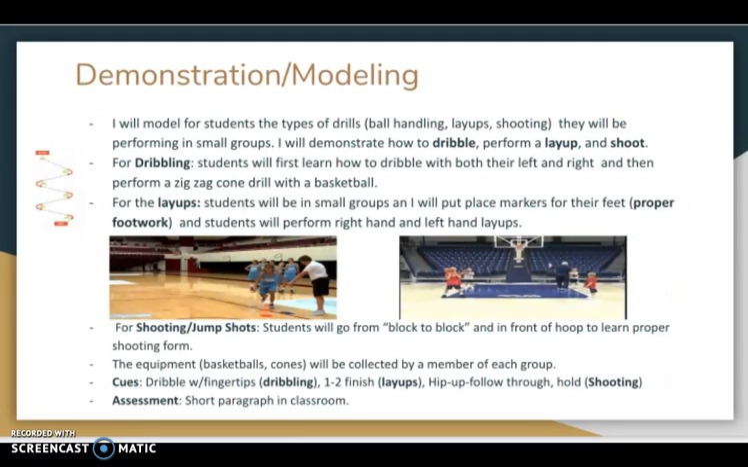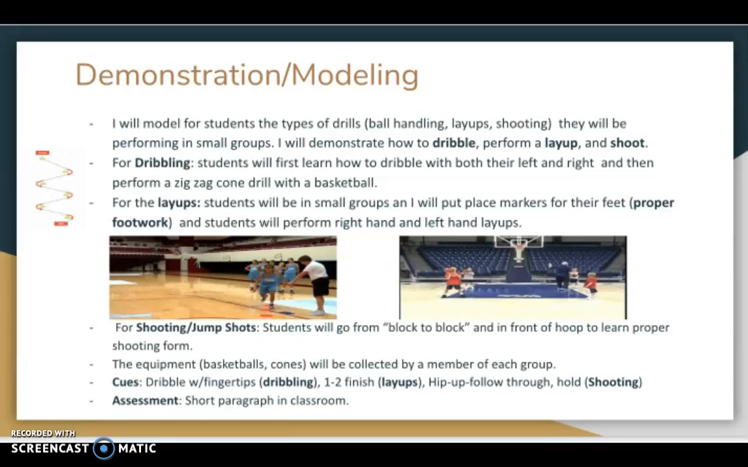As for modeling for students, I will demonstrate the types of drills and aspects of basketball as we move from skill to skill. The 3 things students will be asked to do are dribbling, performing a layup, and shooting a basketball. Students will be in small groups performing various drills for each aspect of basketball regarding the skill. For ball handling, students will first learn how to dribble, then perform a simple zigzag cone drill. For layups, students will work on their footwork for right and left hand layups. For shooting, students will work from block to block and in front of the hoop.